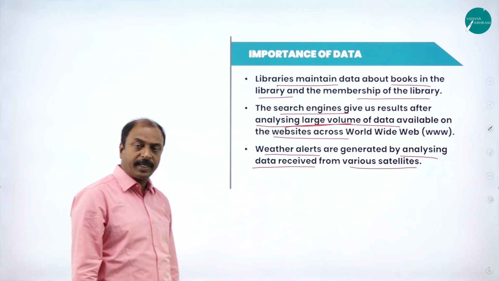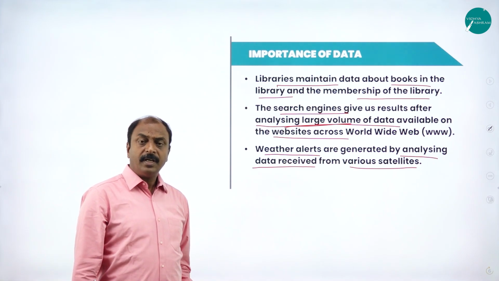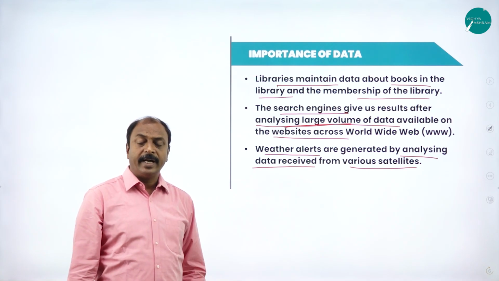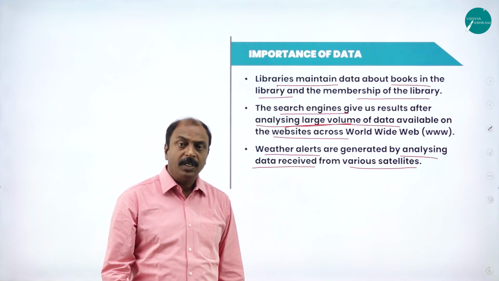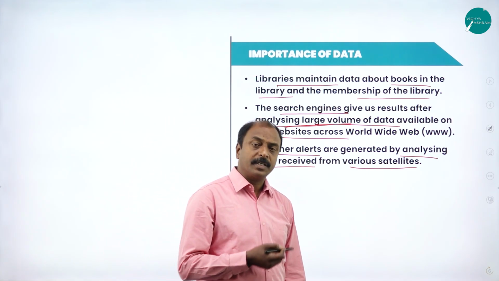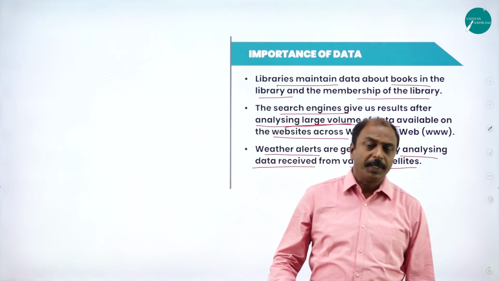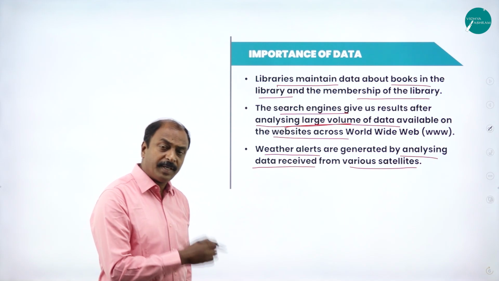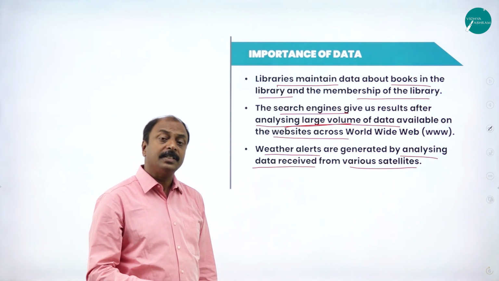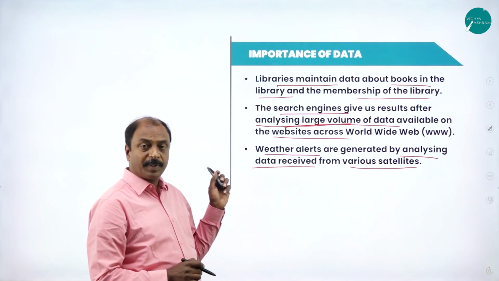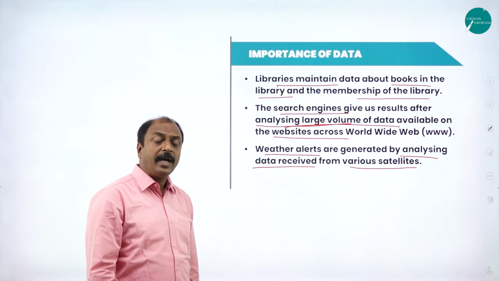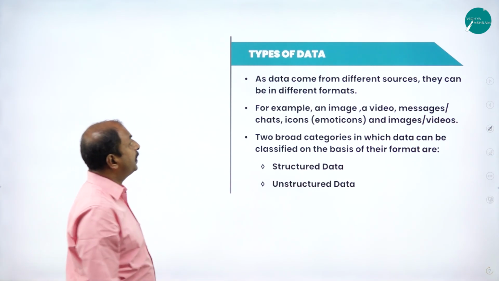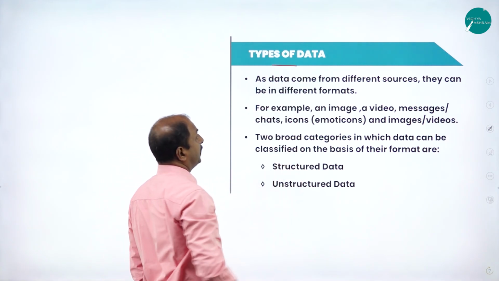Students, so far we have learned the definition of data, various examples or forms of data, and the importance of data. Here any government, any organization, any corporate company can make decisions based on the data available or generated. That is the purpose of data and data processing systems. Now in the next slide we will see different types of data.